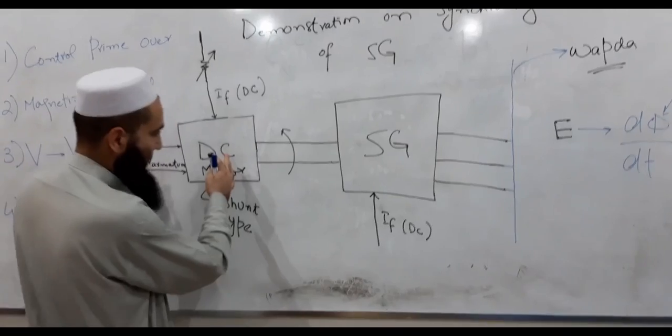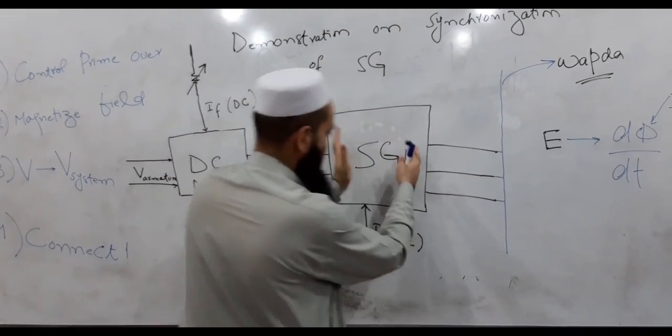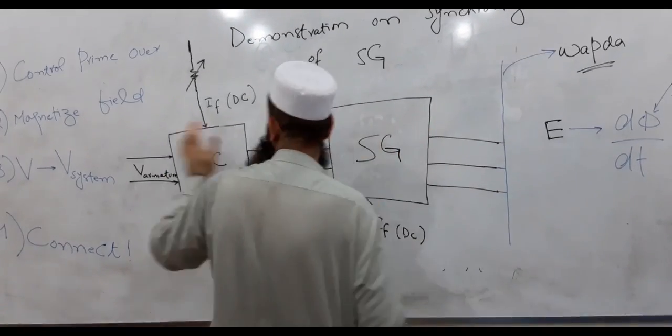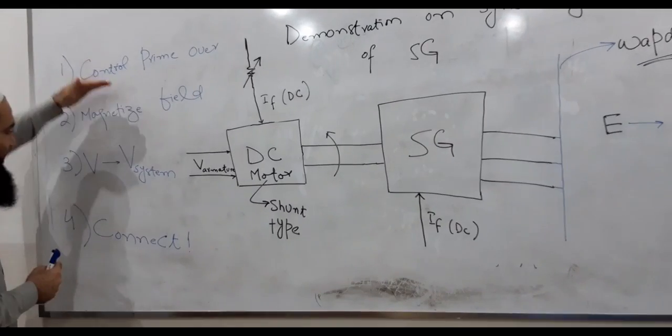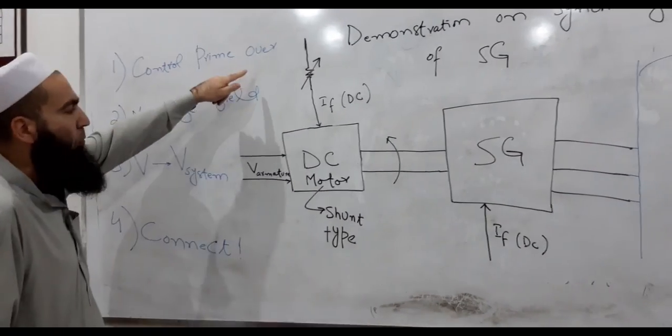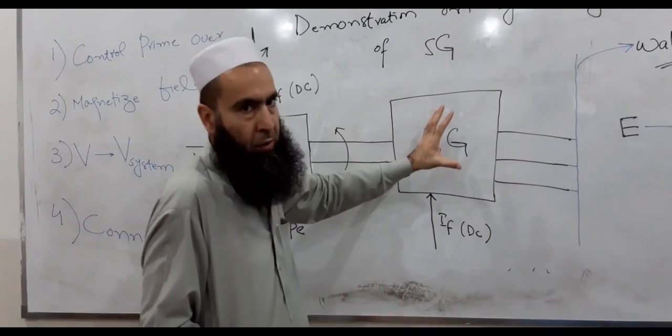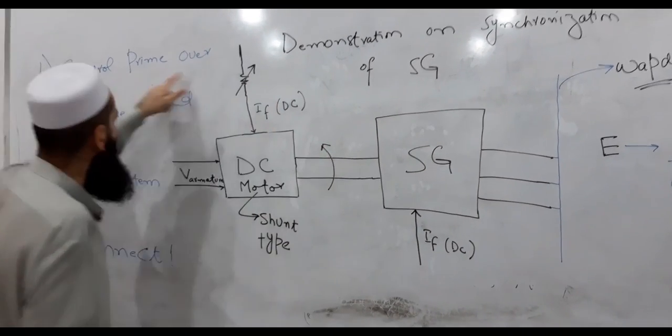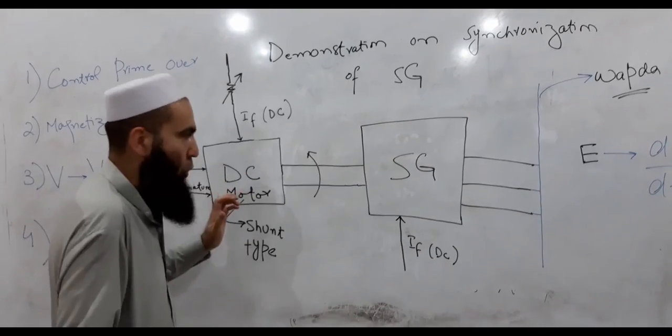The DC motor will act as a prime mover, and this is the synchronous generator, and we have to fulfill these conditions. We discussed it in the theory. What are we supposed to do? We have to control the prime mover in order to accelerate the rotor.